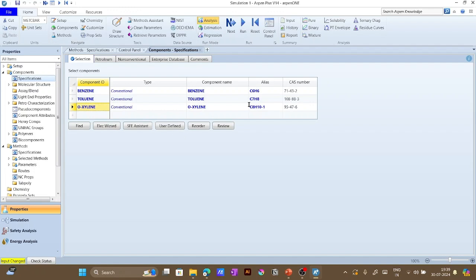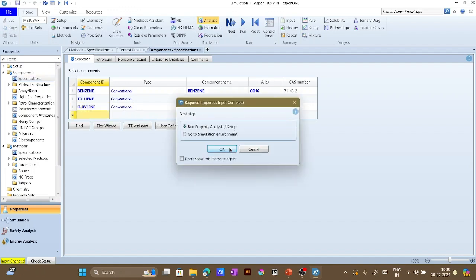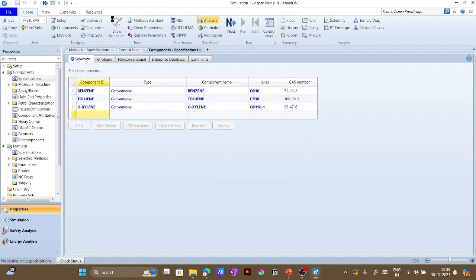So it has found orthoxylene and it has added it. My method is already an ideal that I have selected. I'm just rerunning the property analysis again. You have to just press next so that it will take you through the step by step process.